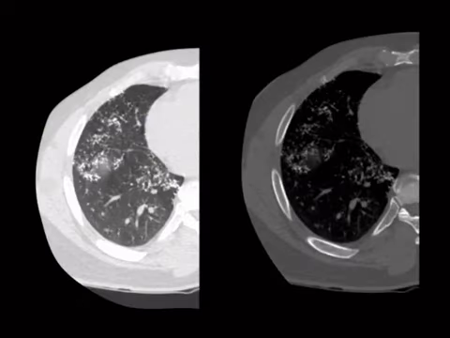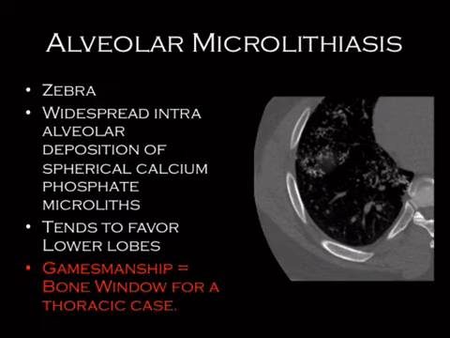Okay, next case. This is a gamesmanship case. So we've got a lung finding, but then you're showing me a bone window. So anytime there's a pulmonary finding that's not being shown in a lung window, you need to put on your gamesmanship hat. And we've got two different cases. I'm going to show two different situations where you can problem solve. So if it's bone window, then it's pretty much going to be one thing. It's going to be this: alveolar microlithiasis.